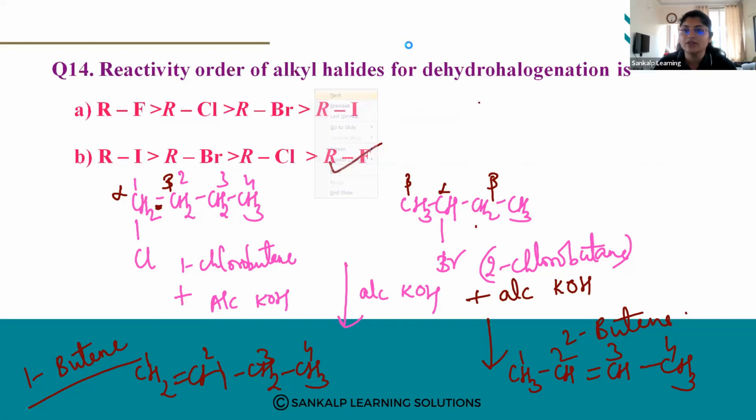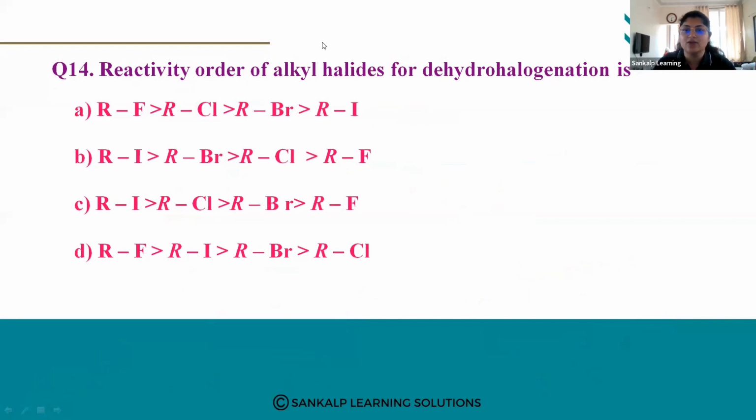So we'll go for the next question. The next question is: the reactivity order of alkyl halides for dehydrohalogenation is. So which is the reactivity order of alkyl halides? You know that halogens are from group 17, so these are highly electronegative atoms. So how is the arrangement as you go down the group? Fluorine, chlorine, bromine and iodine. These are the elements present in the halogens.